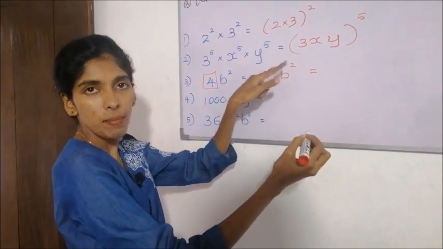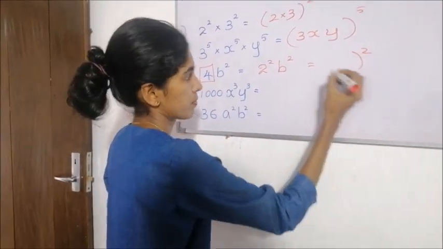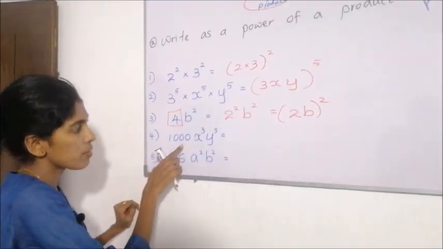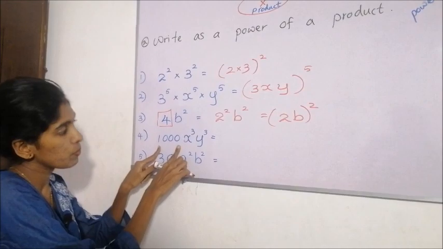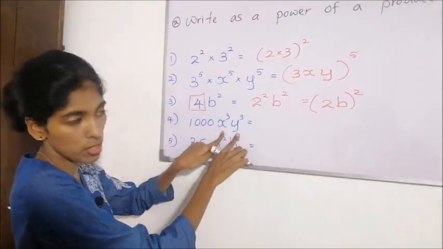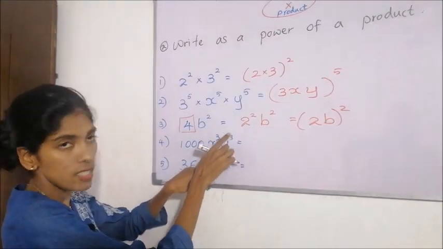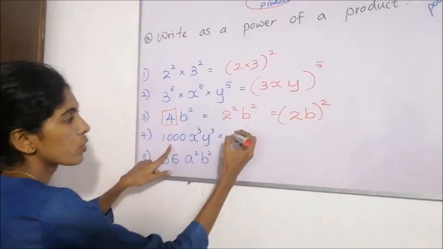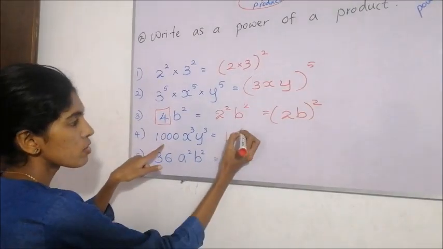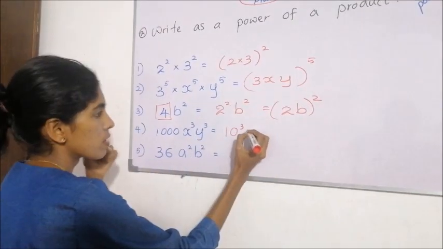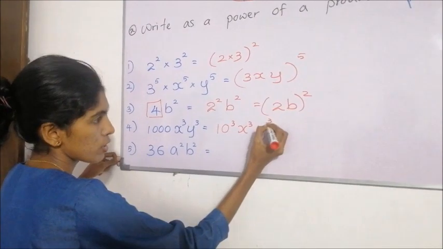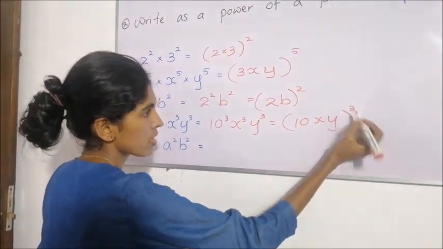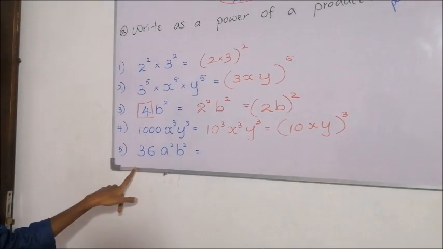Now we can see the power index is common. 2b within brackets. Next, see the powers. That means you are given just a number with other terms in index notation. By looking at the indices only, we can decide the number's index also. We know that 1000 can be written as 10 to the power 3. 3 zeros are there, no? x cubed, y cubed. So this can be written as 10xy within brackets. And outside the brackets, the index is 3.